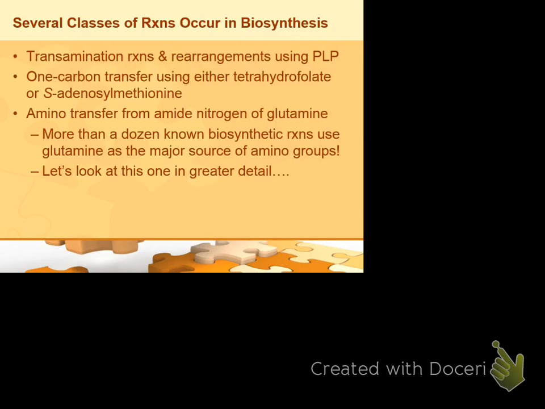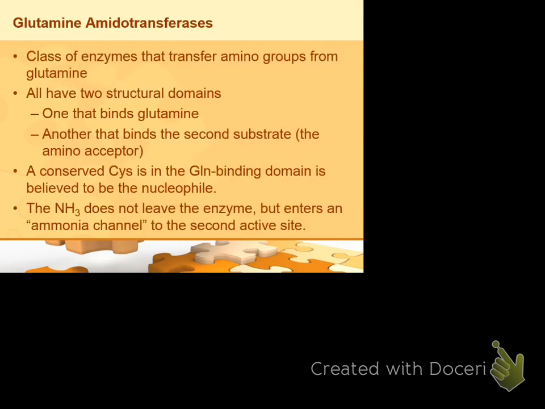And so there is a way around that enzymatically. It never leaves, even though the nitrogen is removed, it never leaves the enzyme. It goes through a special little channel. Okay? So these are called glutamine amidotransferases. And it transfers the amino group, so that's where you have to be kind of careful. Because remember, glutamate is the one that's used in all of the aminotransferases. Glutamine is for the amidotransferases.